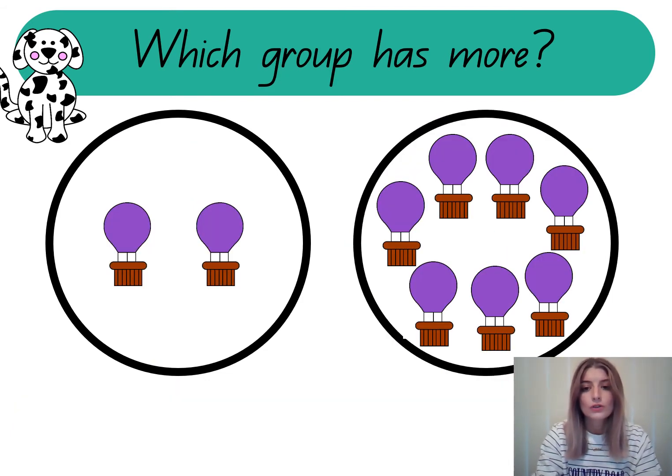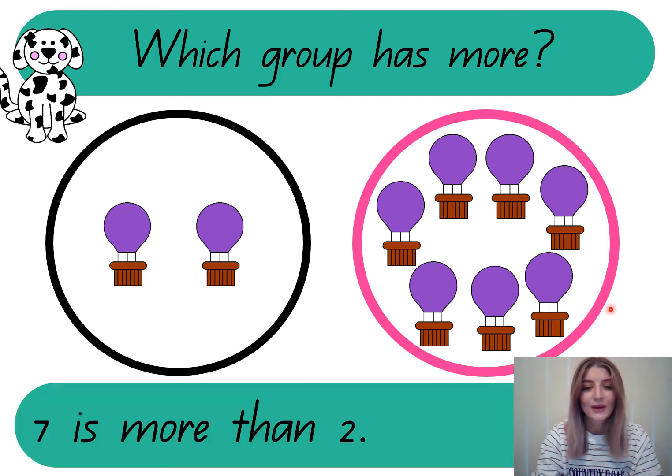Okay, which group has more hot air balloons? Group number 1 or group number 2? Put your finger on which group has more. That's it, group number 2, because 7 is more than 2. 7 is a bigger number.